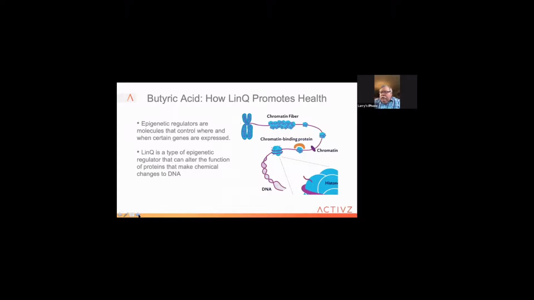So again, how does Linq promote health? Well, Linq is an epigenetic regulator. It regulates molecules that control where certain genes are expressed. I talked about that briefly when I showed you the slide of the complexity of the schematic of a cell and the body's function of these cells and gene expressions. Really, that's one of the most important things Linq does. So we know that we're feeding the epithelial cells in the gut lining to make them healthy. But here's what I talk about when we're talking about it going more systemic, meaning that the body's going to utilize it in other areas. It helps to cause, if you will, that epigenetic upregulation. It's also a regulator that can alter the function of proteins that make chemical changes in our DNA.